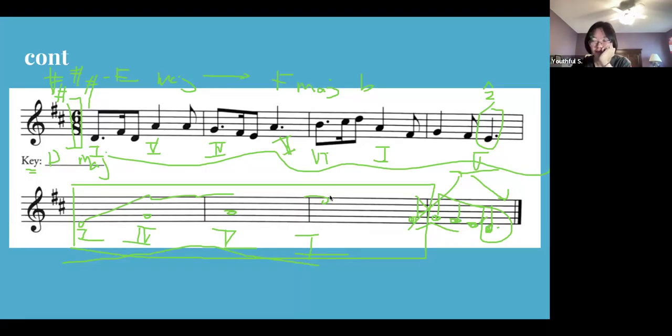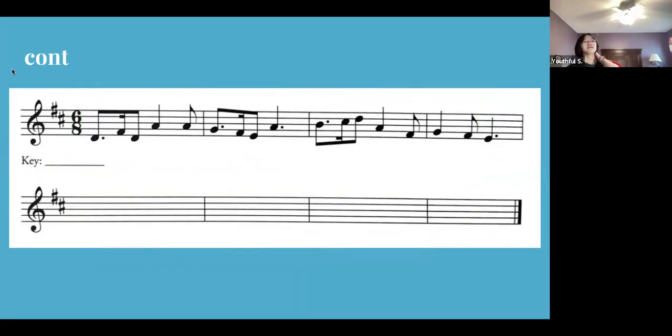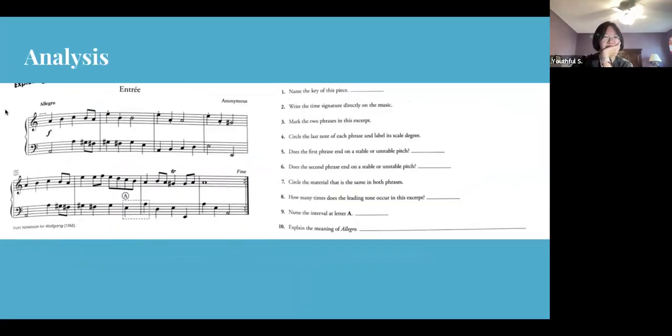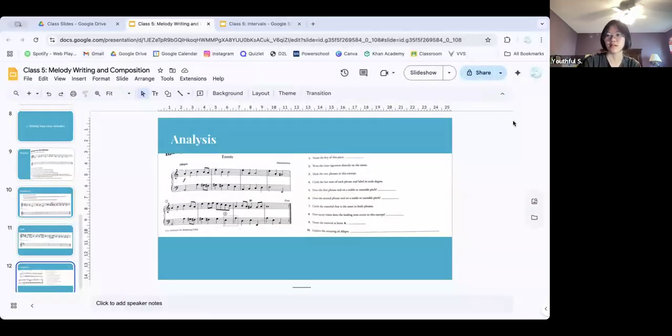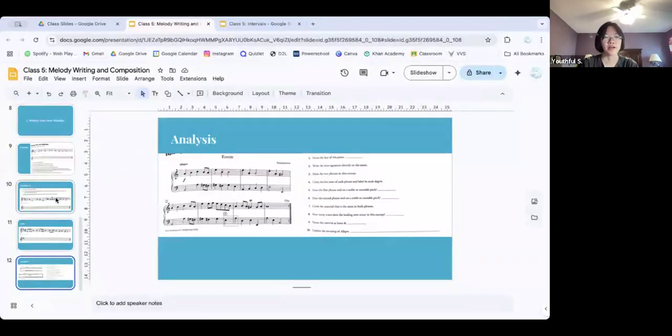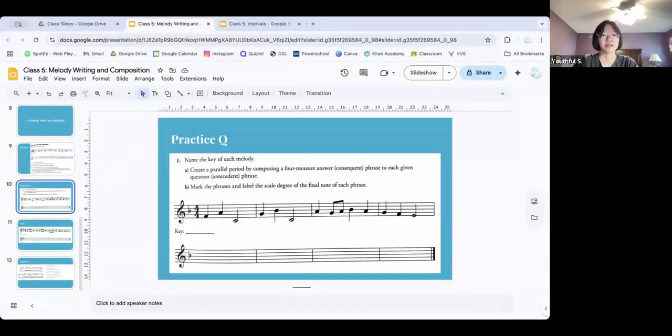And then pretty much all you guys have to do is at the end here, write a stable scale degree and then just fill in the gap between the last few notes. Okay, let's see. We have analysis now. Actually, I'm going to skip this one because there's also one in intervals. Okay, on to intervals, guys. So that was pretty much all of melody writing. It's a really short unit. You just get to learn about some melody structures.